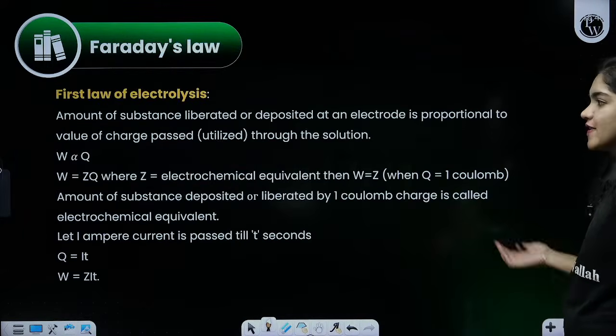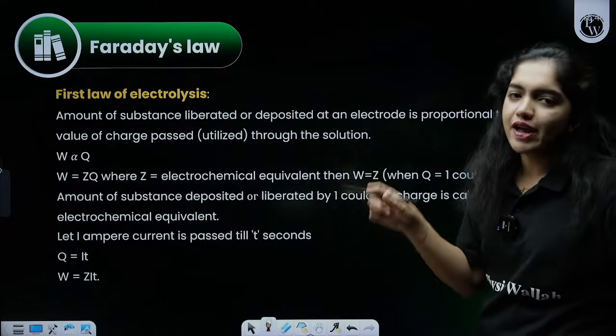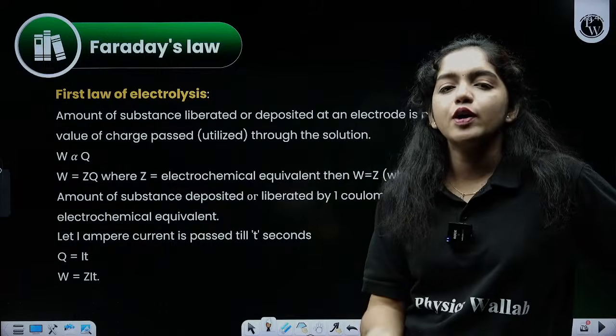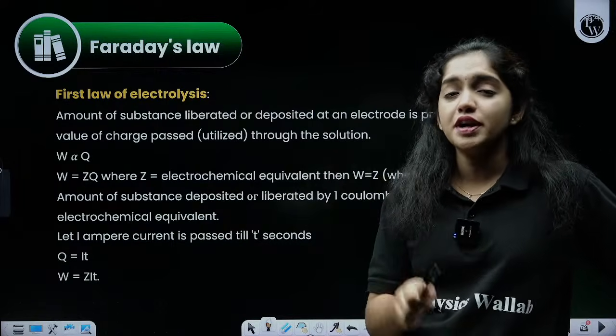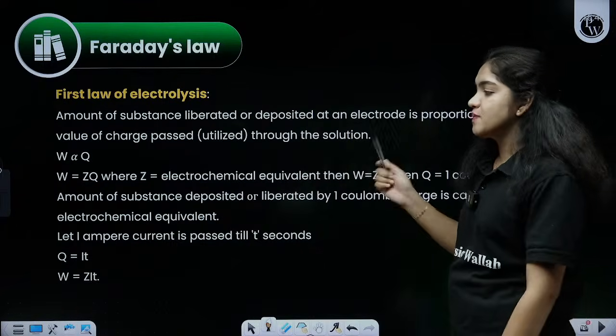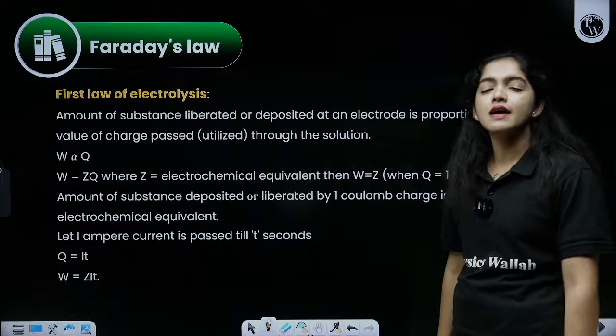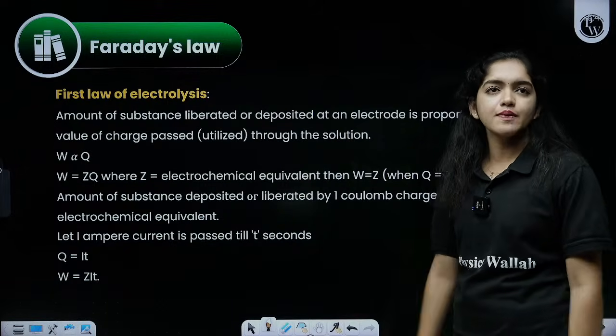This also we discussed: Faraday's law. Remember Faraday's law? Faraday has two laws, first law and second law. First law, what is it? The mass of the ions deposited will be directly proportional to the quantity of electricity passed. So that's the same thing as given here. W equal to Z I T, where Z is the proportionality constant, I is the current, and T is the time in seconds.